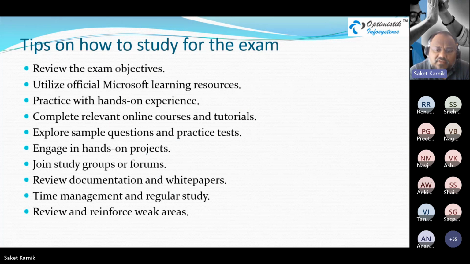Okay, so let's talk about some of the tips and strategies for preparing for this certification. Common things only, I'll not bring in some rocket science over here. For any exam, the basic strategies are applicable here as well. It starts with reviewing the exam objectives. What are the skills that I'll be tested on, right? Because that is important so that I can prepare accordingly. Utilize the official Microsoft Learning resources first. That should be the first choice all the time.